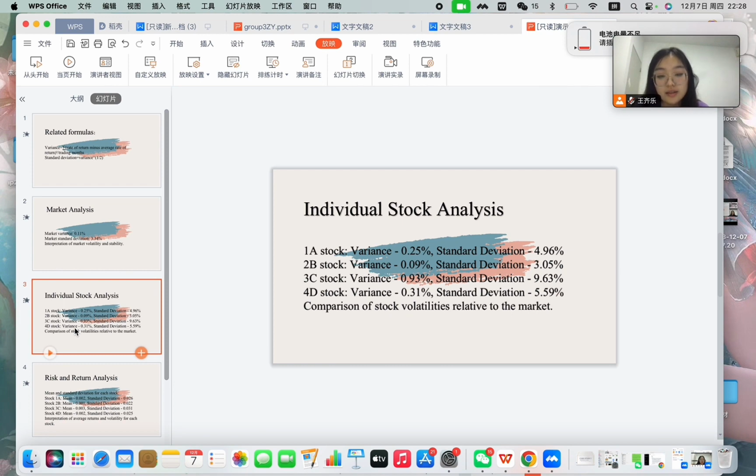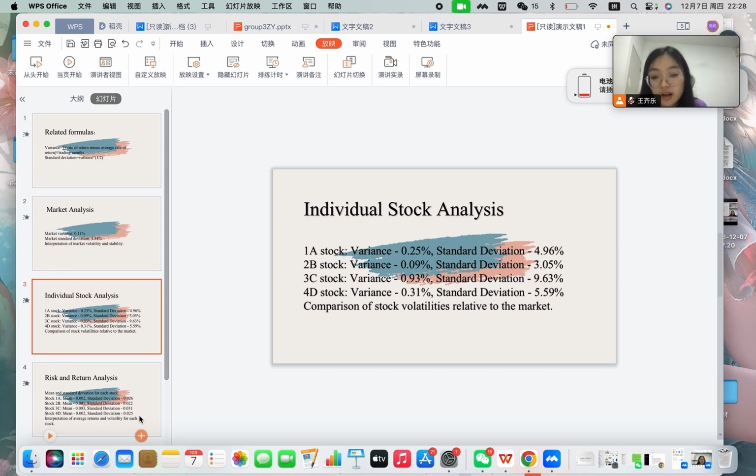Stock 2B has the smallest standard deviation among the four stocks, at 3.05%, lower than the market standard deviation, suggesting the stock is relatively stable compared to the market. Its stock price remained relatively stable. Lower risk but potentially smaller return.